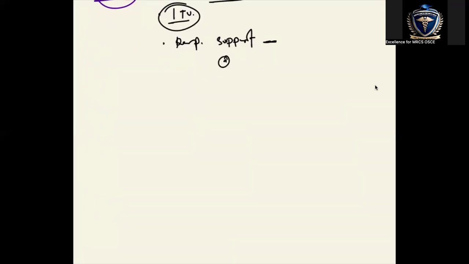One is moderate positive end expiratory pressure. So, Dr. Russell, anesthetist, what is PEEP? What is positive end expiratory pressure?